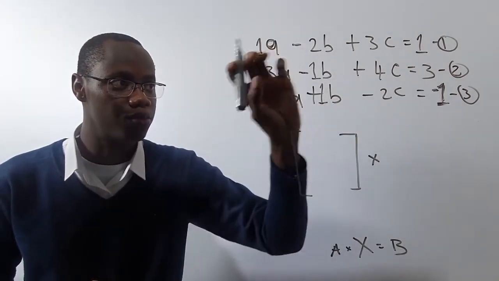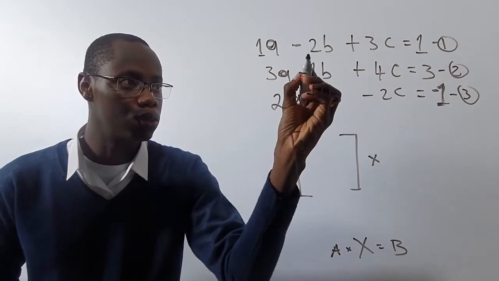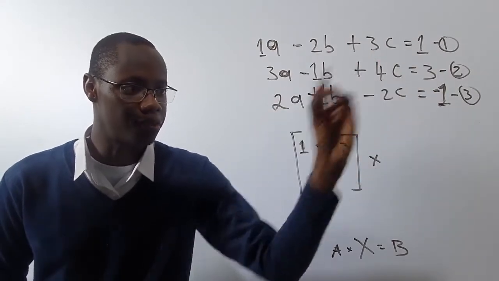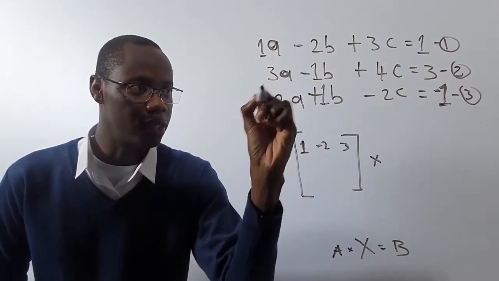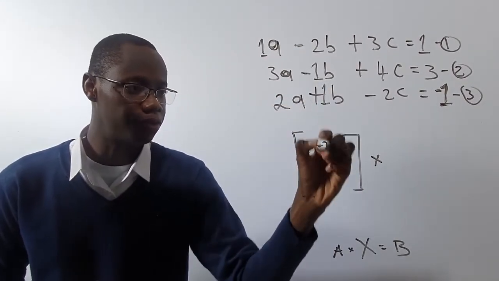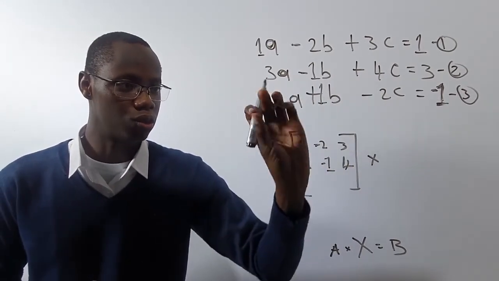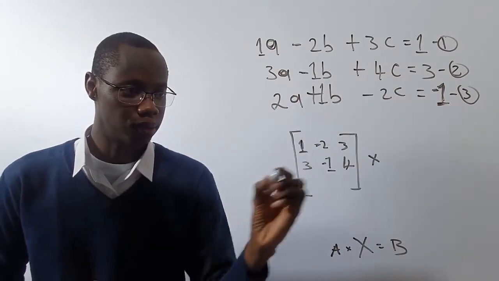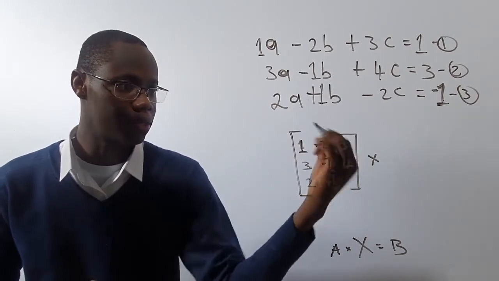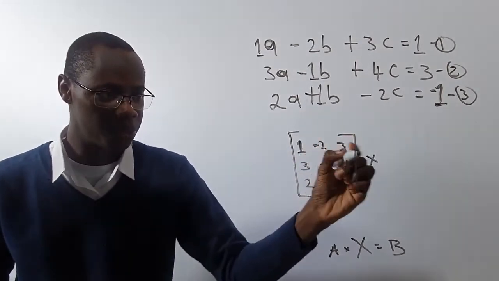So now let's bring them out. This is how we bring out A. 1, minus 2, 3. That's the first one. The first equation is the first row. Then the second row, 3, minus 1 and 4. You can see how easy this is. And then the last row will be the last equation, which is 2, plus 1 and lastly minus 2. So we have this 3 by 3 matrix now multiplied by X.